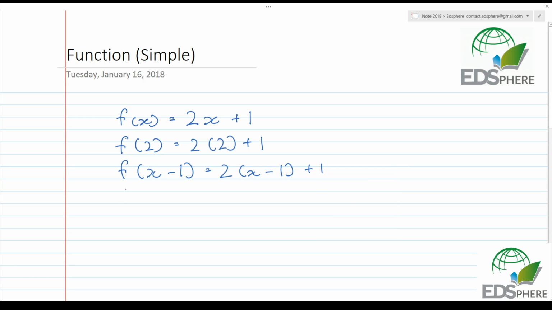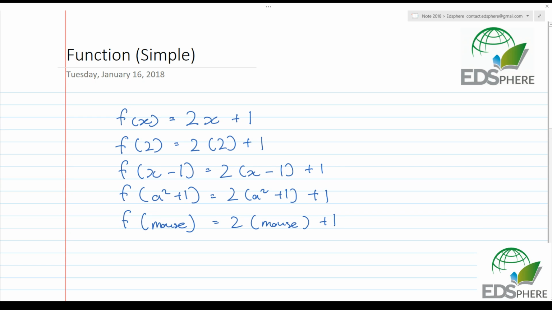Well, what if it gets a bit more complicated? f of a squared would be 2a squared plus 1. If it was f of, I don't know, mouse, then it would be 2 bracket mouse plus 1. So basically, function is the easiest thing.